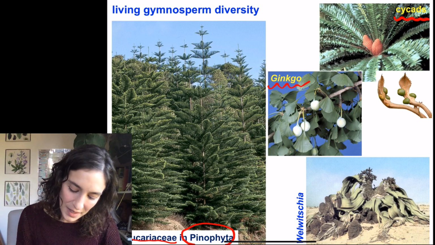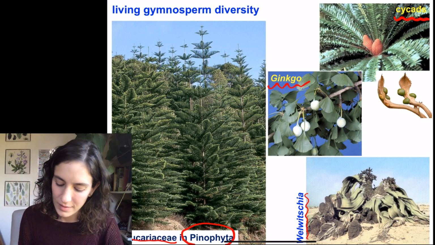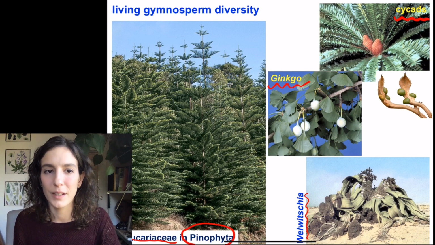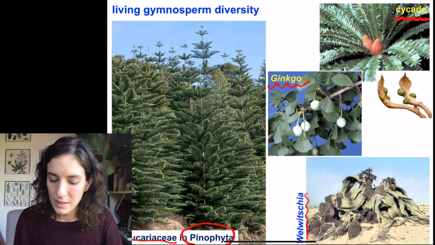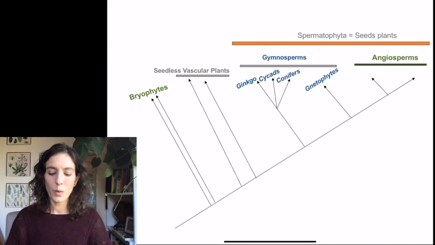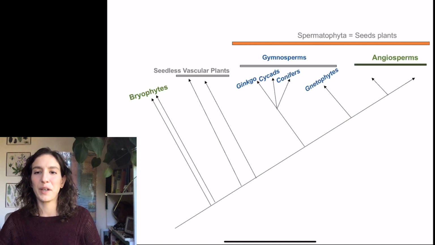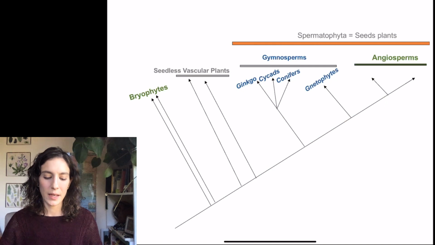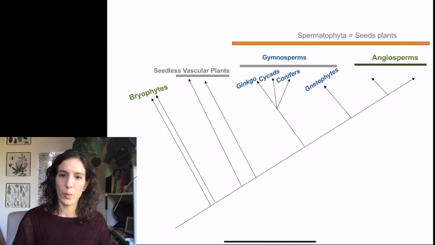And Welwitschia, this very strange looking plant. I'm going to talk about those really briefly. So with that really brief intro of diversity, like I said, we're going to talk about those here in a sec. But this is a cladogram that we have.